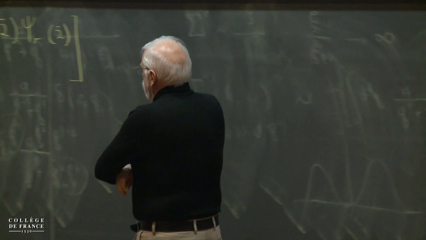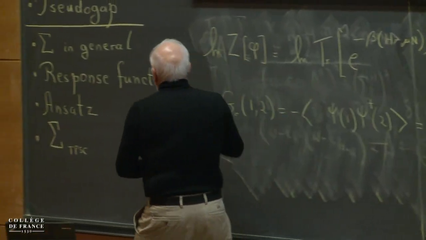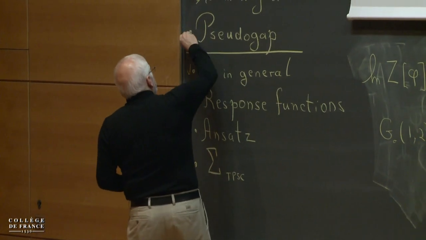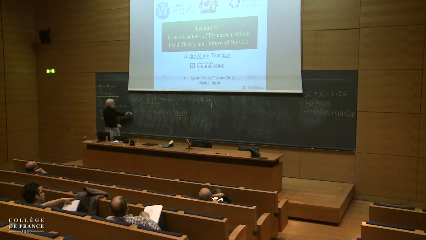Now, what about response functions? Because we want to compute the spin and charge susceptibility. So we got rid of all these 3 points, and the other ones will not take much more time, about the same time as I just used. So what about response functions?